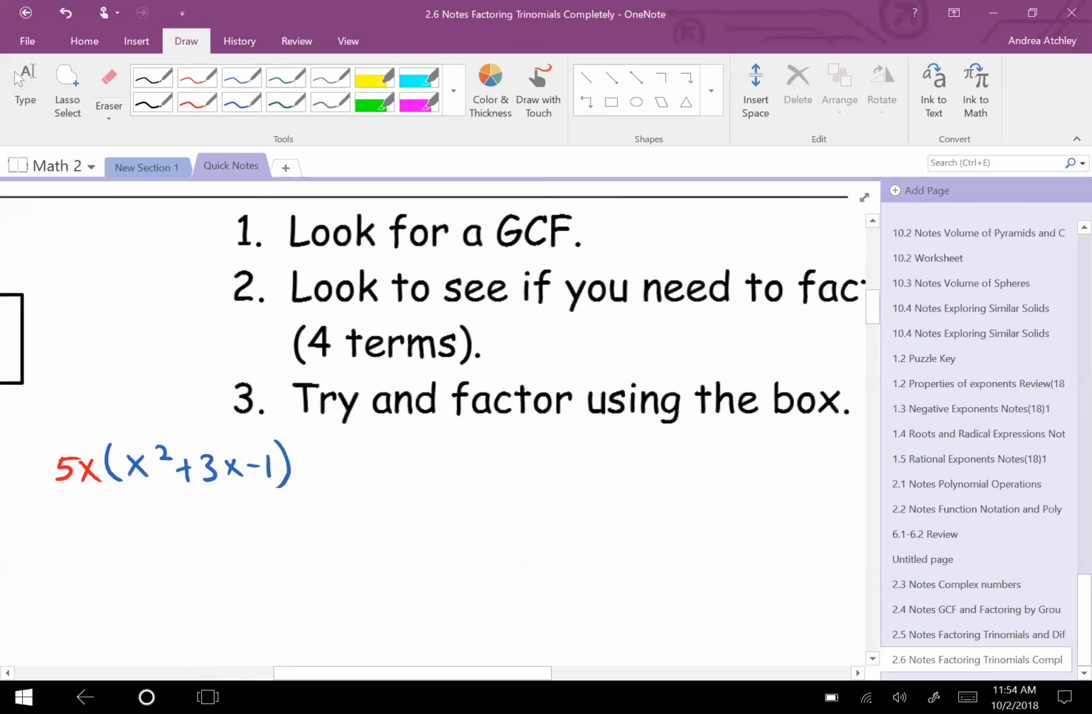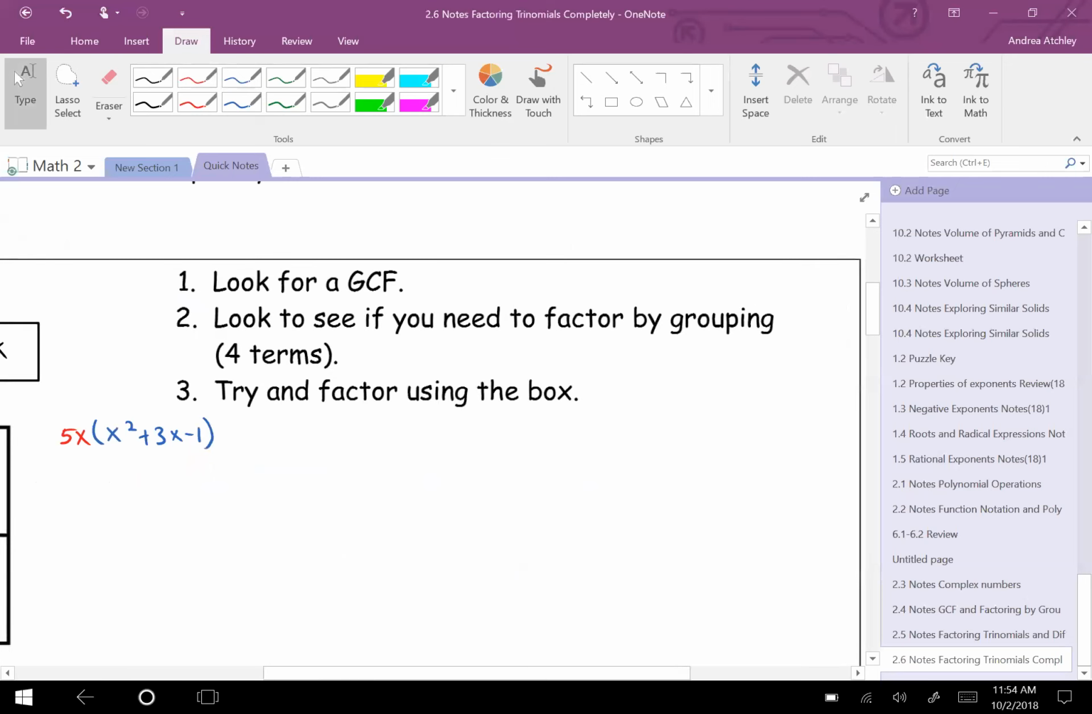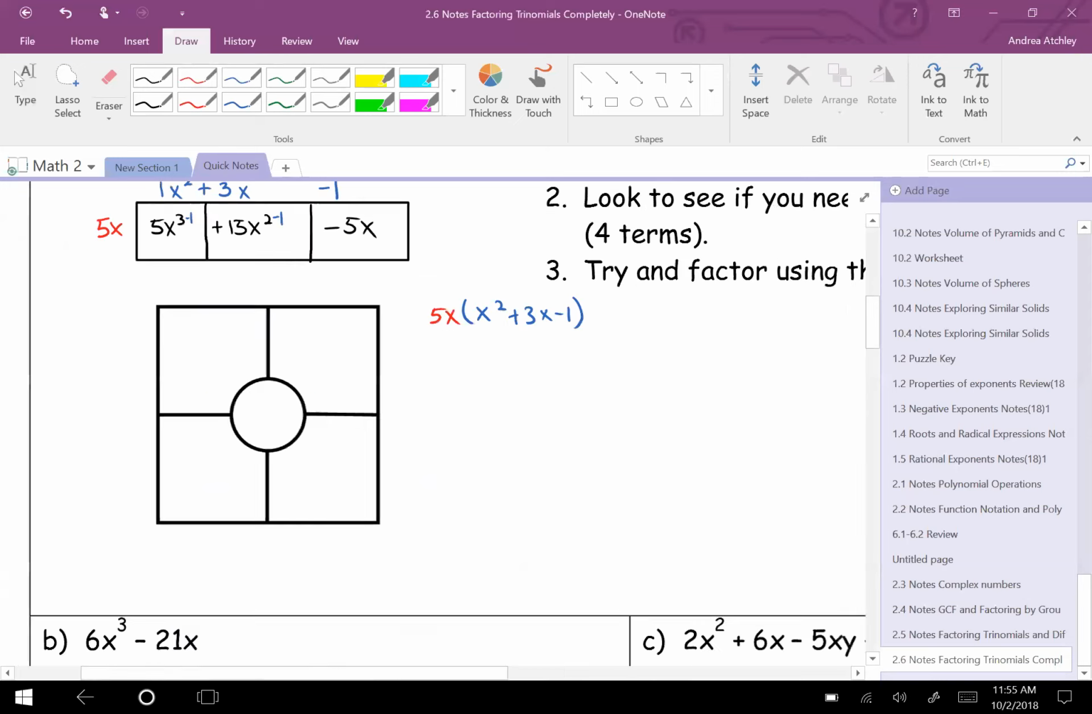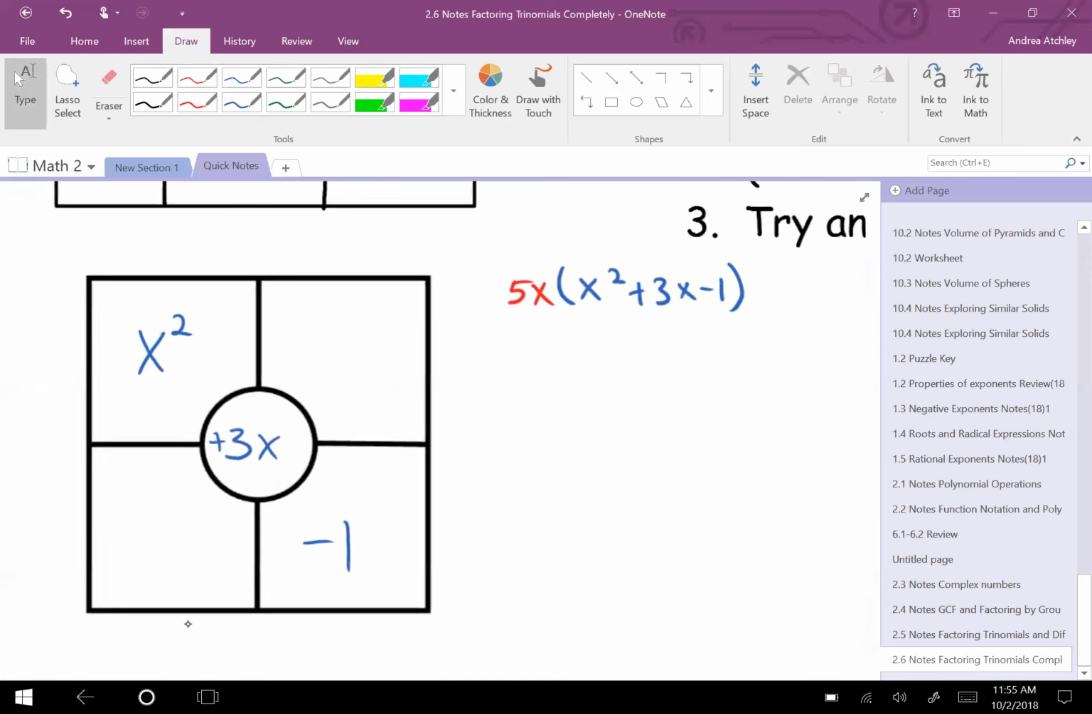Step 2 is we're going to look to see if you need to factor by grouping if there's 4 terms. Are there 4 terms here? There's 1, 2, 3, so there's only 3 terms, so I'm not going to factor by grouping. And step 3 is going to try and factor using the box. So we're going to factor our trinomial. So we're going to put the x squared here, the positive 3x here, and the negative 1 here. And we see we can factor that.